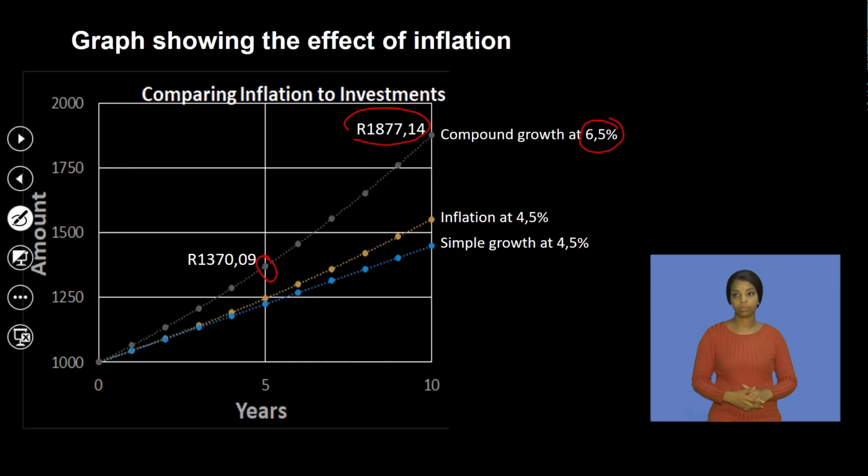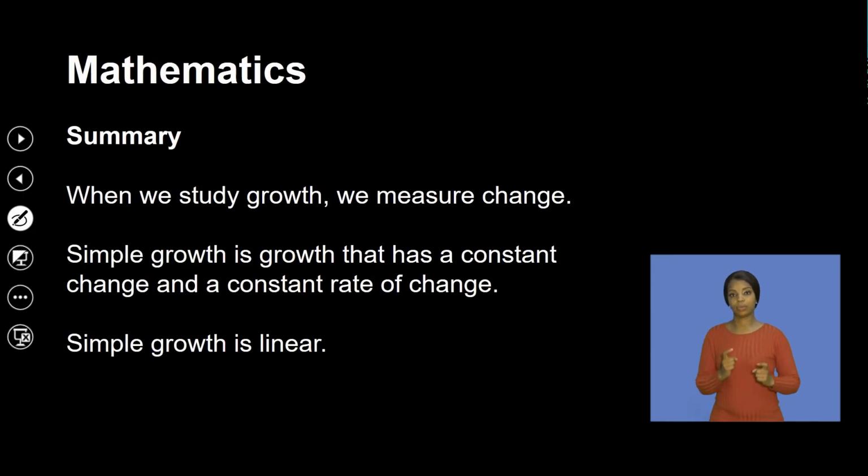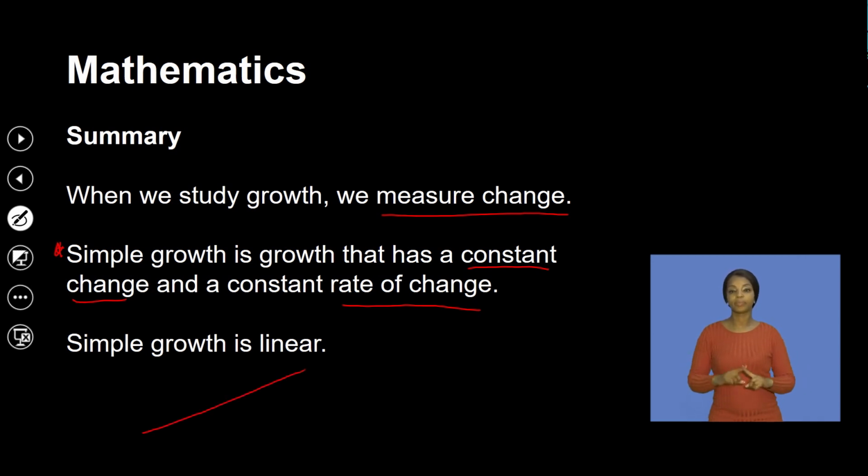But let's just summarize this quickly. Remember that when we study growth, we're looking at what it means to have change. We are measuring change, the rate of change. We are measuring whether the change is constant or not constant. Remember, it is only constant when we are dealing with simple growth, together with the rate of change also being constant when we're dealing with simple growth. And then simple growth is normally linear, meaning it's a straight line like that.